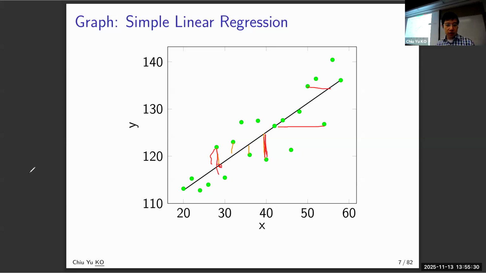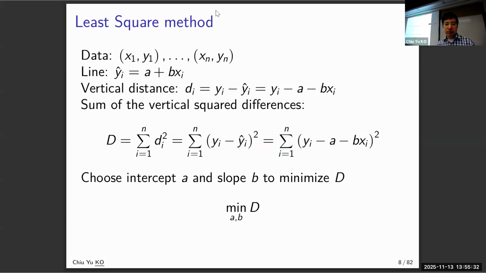Okay, so let's talk about the math. Your data is x1 to xn. Your line is a plus b x, and the line we call the hat.